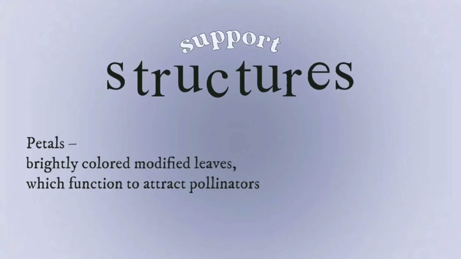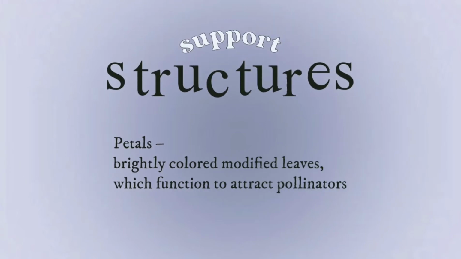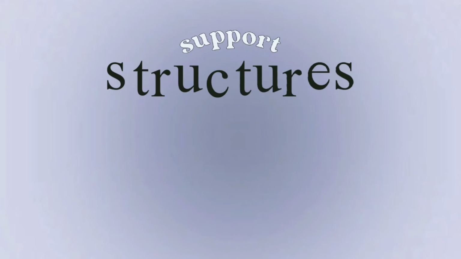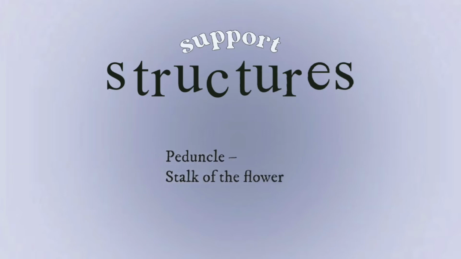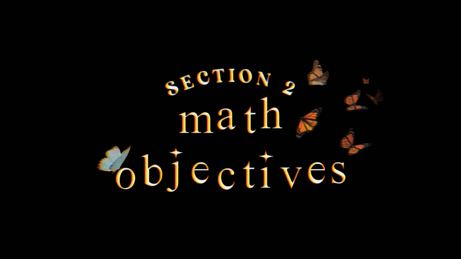Support structures. Petals are brightly colored modified leaves, which function to attract pollinators. Sepal is the outer covering that protects the flower when in a bud. Peduncle is the stalk of the flower.